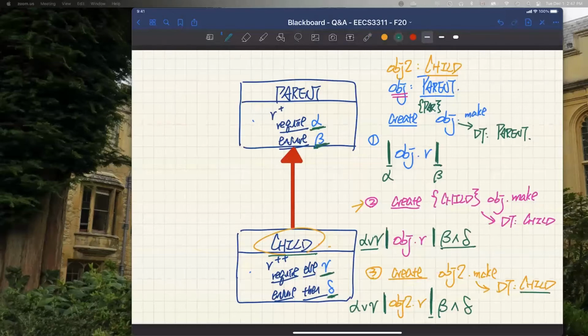Are you okay with it? Yeah, so my question is, when we talk about the expectations, we're not talking about the dynamic type, but the static type expectation. You're talking about like, so basically, yeah, I see what you mean.